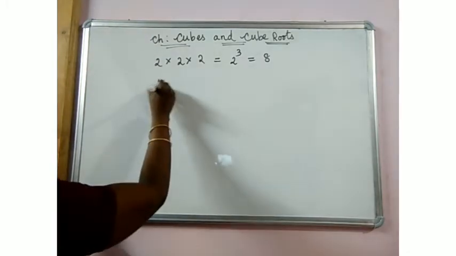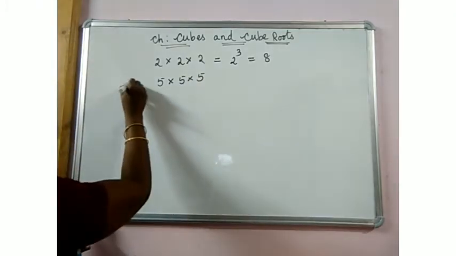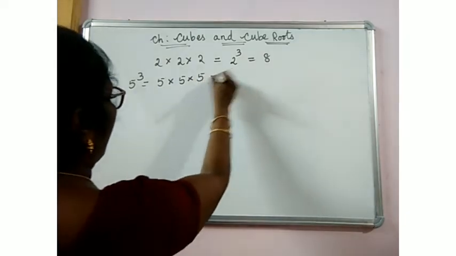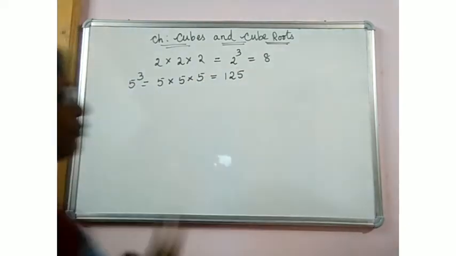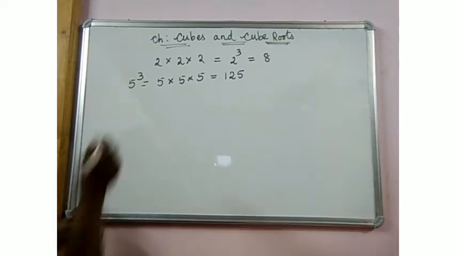In the same way, 5 cube is equal to 5 into 5 into 5, that is equal to 125. So 125 is also known as a cube number or cubic number. It is otherwise known as a perfect cube.